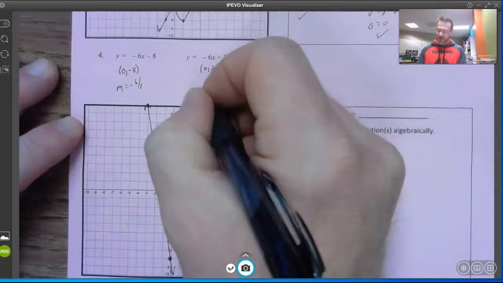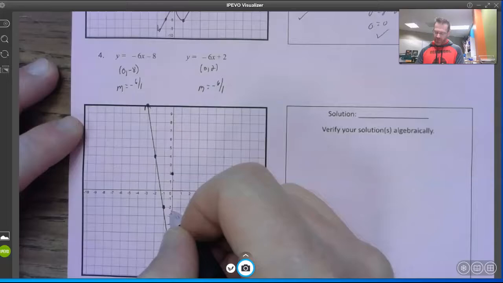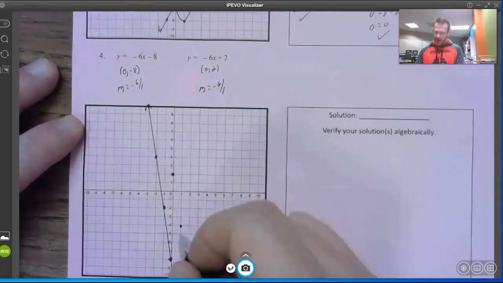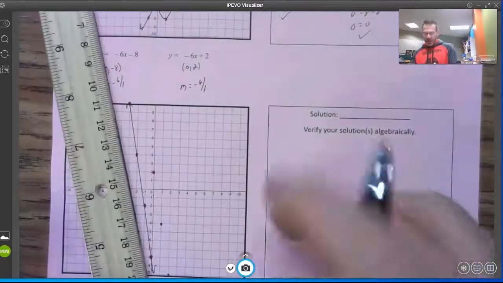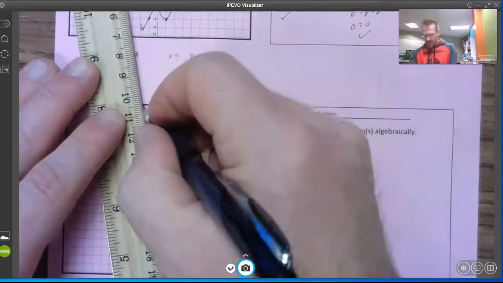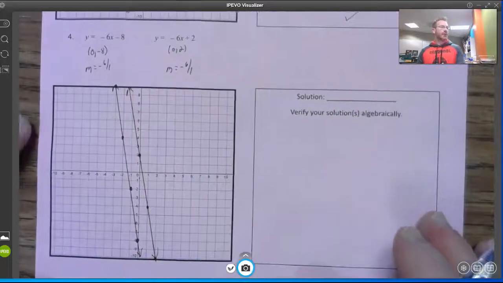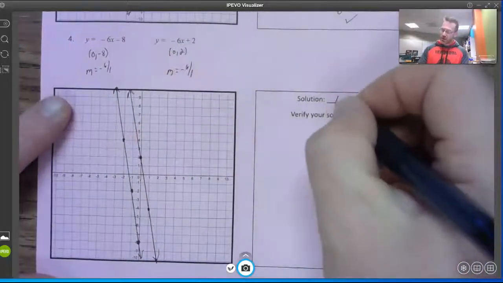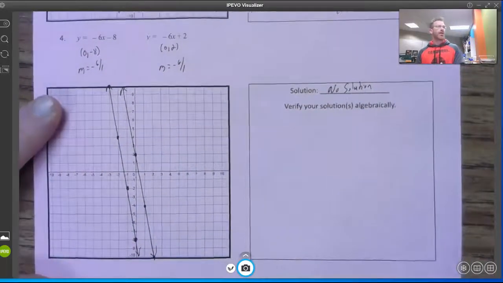Now notice I have the same slope here. All right, -6 over 1. And if I go down 1, 2, 3, 4, 5, 6 to the right one, 1, 2, 3, 4, 5, 6 to the right one, I get my second line. And there we go. And notice what we get this time. We get no solution. We get parallel lines. All right, we know parallel lines will not intersect.